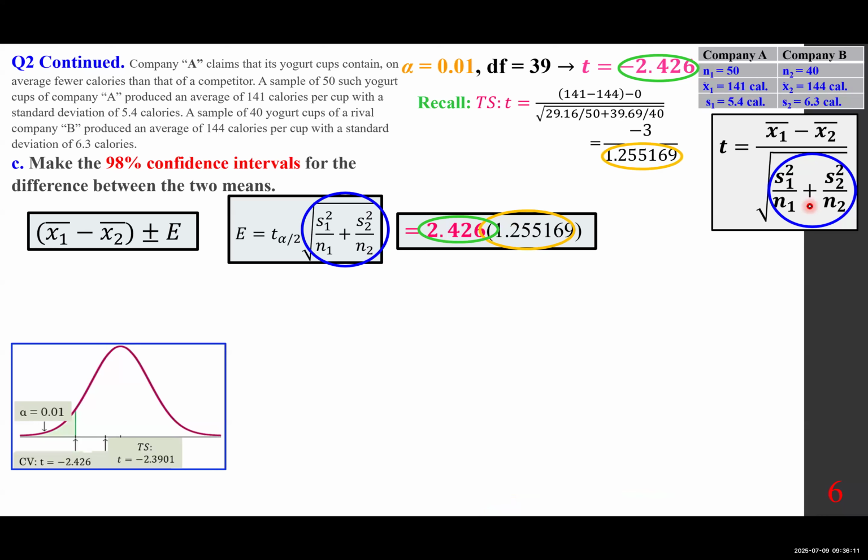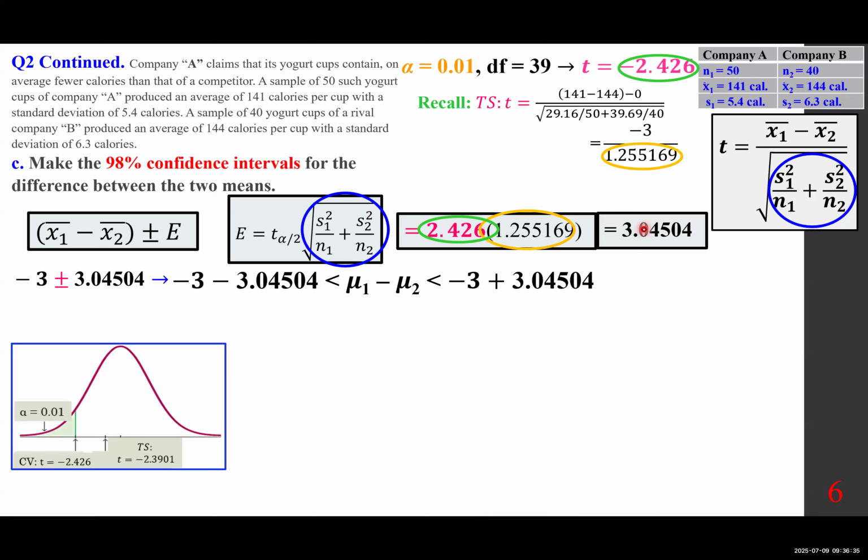So I hope you see how easily you can do this calculation. Now, x1 bar minus x2 bar plus or minus some margin of error. What is x1 bar minus x2 bar? The numerator is that, x1 bar minus x2 bar, which is -3, plus or minus this number. So this is one way to report it.